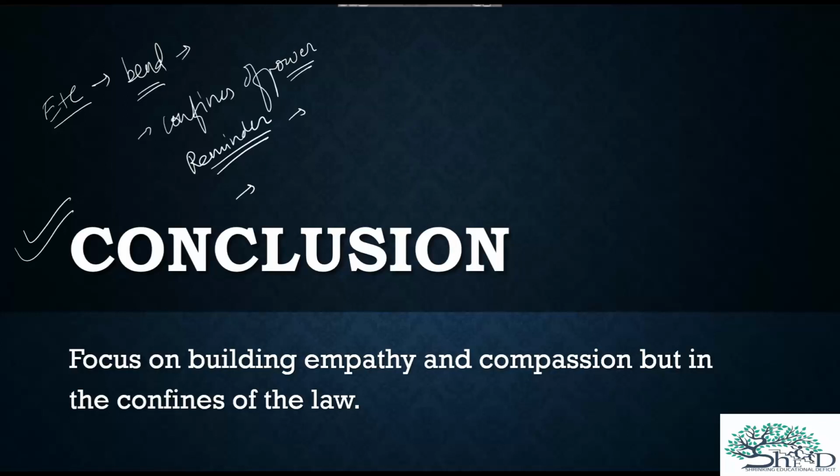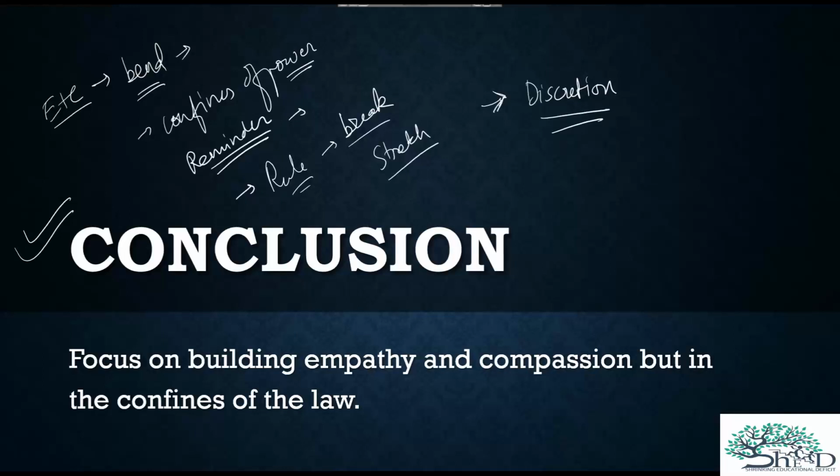The next thing is about rule bending, which I was talking about. That is not advisable at any cost. You cannot break the rules. You can maybe stretch them. If there is a deadline tomorrow, you can request an extension, because there is a lot of discretion involved in governance.